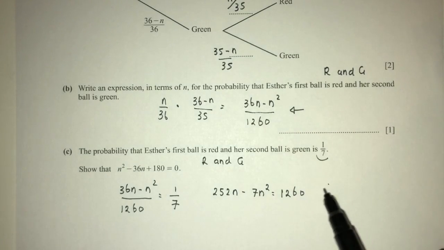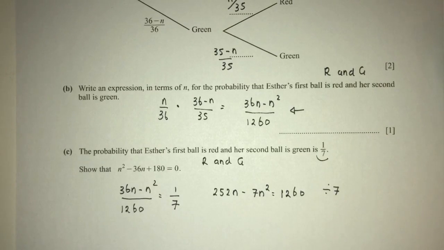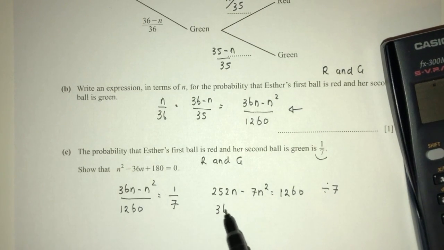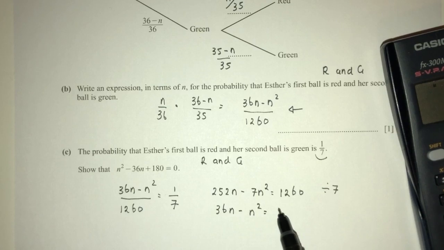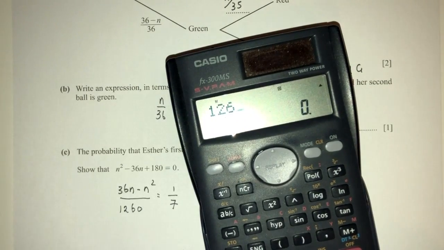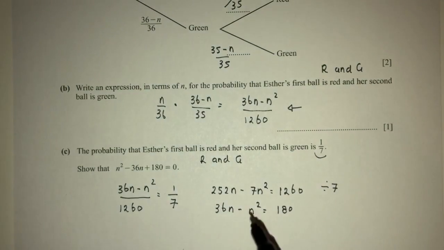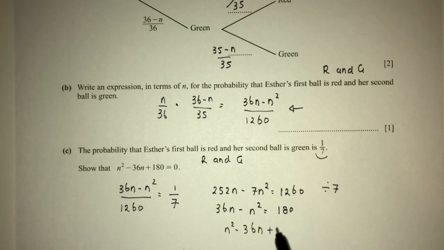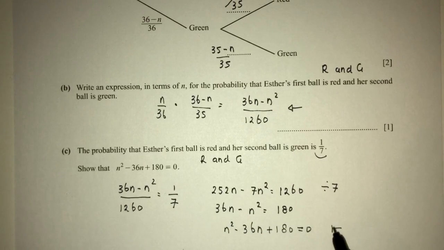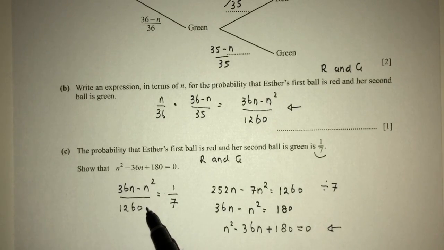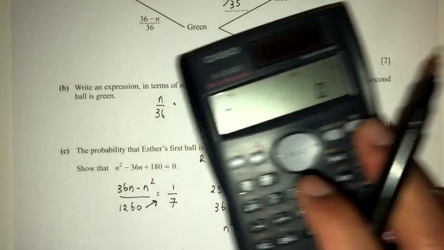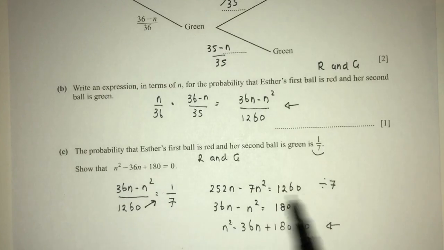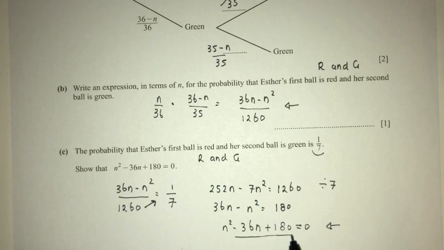Now let's try to divide by 7 everywhere. I don't know why I did that, so let's divide by 7 now. You will have back 36n minus n squared, and that should be 180. Let's check. So 1260 divided by 7 should be 180. Now let's send everything to one side. You will have n squared minus 36n plus 180 is 0. This is shown as required. So basically the idea here, we should have just sent this over here, leave this the same. You will have 1 over 7 multiplied by 1260, which will be 180. So I guess I shouldn't have done this step for nothing, but you will have this as your answer.